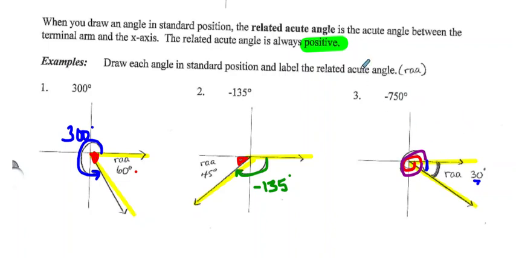Again, here it's going to be harder to see, because of all the spirals, I don't want to get too close in here. But this is going to be the measurement of your related acute angle. And again, even though I know we're going in a negative direction, you want to keep it a positive angle.